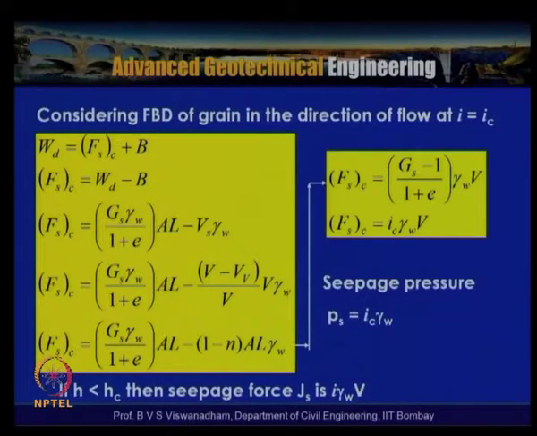So, now, considering the free body diagram of the grain, the weight of the dry soil particle is equal to the frictional drag force acting on the soil grain in the direction of the flow plus the buoyant force. So, the frictional drag acting on the soil particle can be obtained by Wd, the weight of the soil particle, minus B. The weight of the soil particle can be obtained from the dry unit weight, that is Gs gamma w by (1 plus e) into A into L, and B is nothing but the volume of the solid into gamma w.